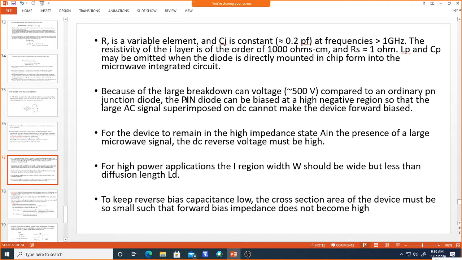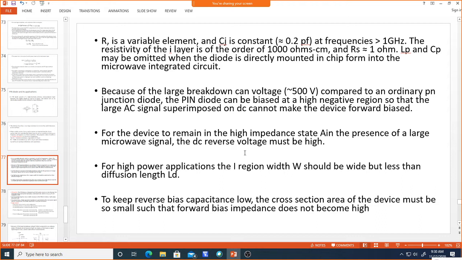Whenever you operate this PIN diode in the negative region, the large AC signal superimposed on the DC cannot make the device forward biased. This is for when the large breakdown voltage is used. So for the device to remain in the high impedance state in the presence of a large microwave signal, the DC reverse voltage must be high. If we keep this DC reverse voltage high, then the device remains in the high impedance state.